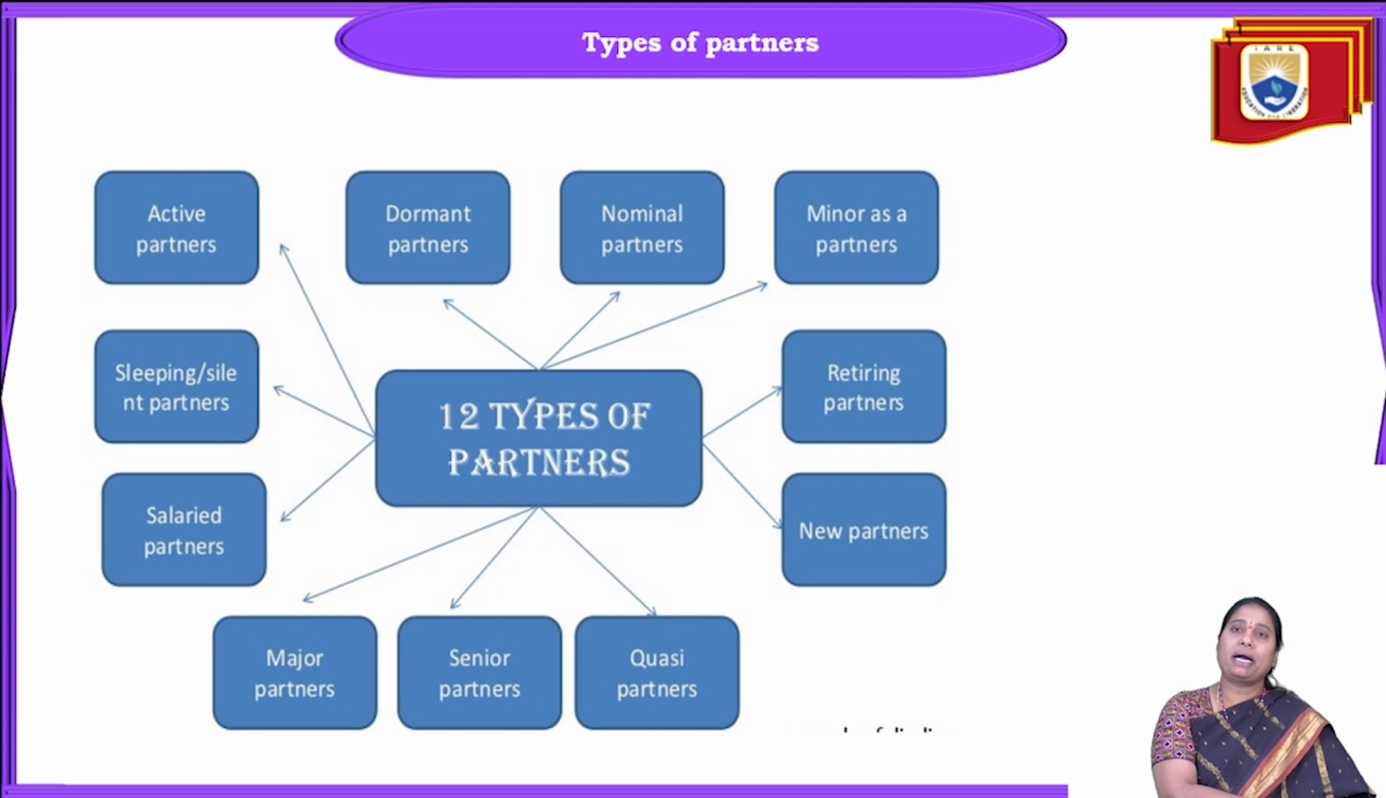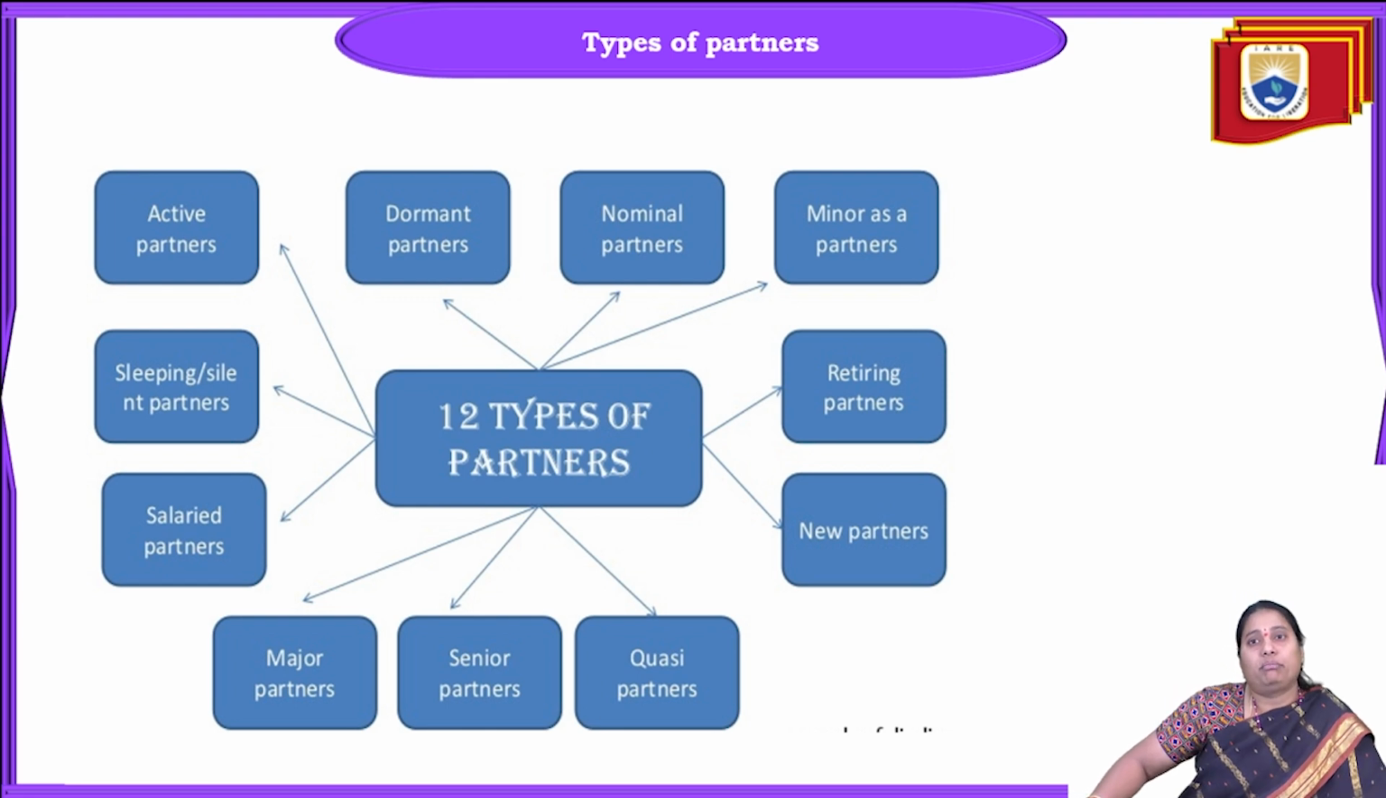But if we look at it, the partners will fall into these categories. If they are investing as well as working together, then they are called active partners. If they are just investing, not working, then they are called sleeping or silent partners. If they have not invested but they are working for the growth of that organization, they are called salaried partners. There is no rule that every person has to invest the same amount. If they have invested more than 50% of the investment, then they are called a major partner. If it is less, a minor partner.